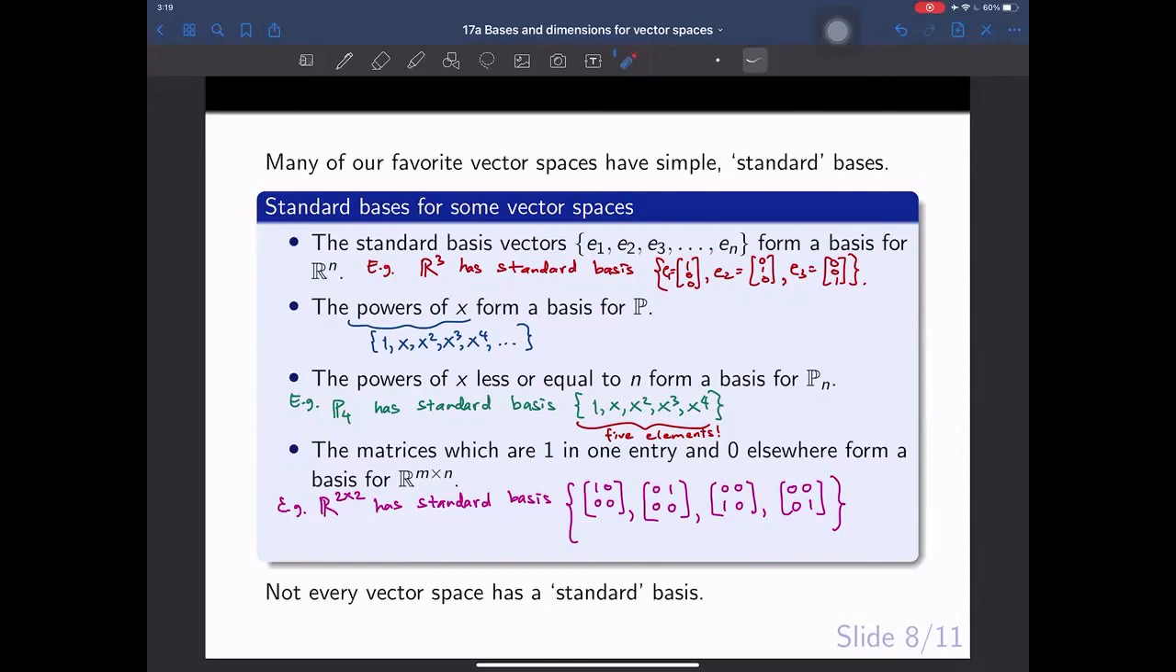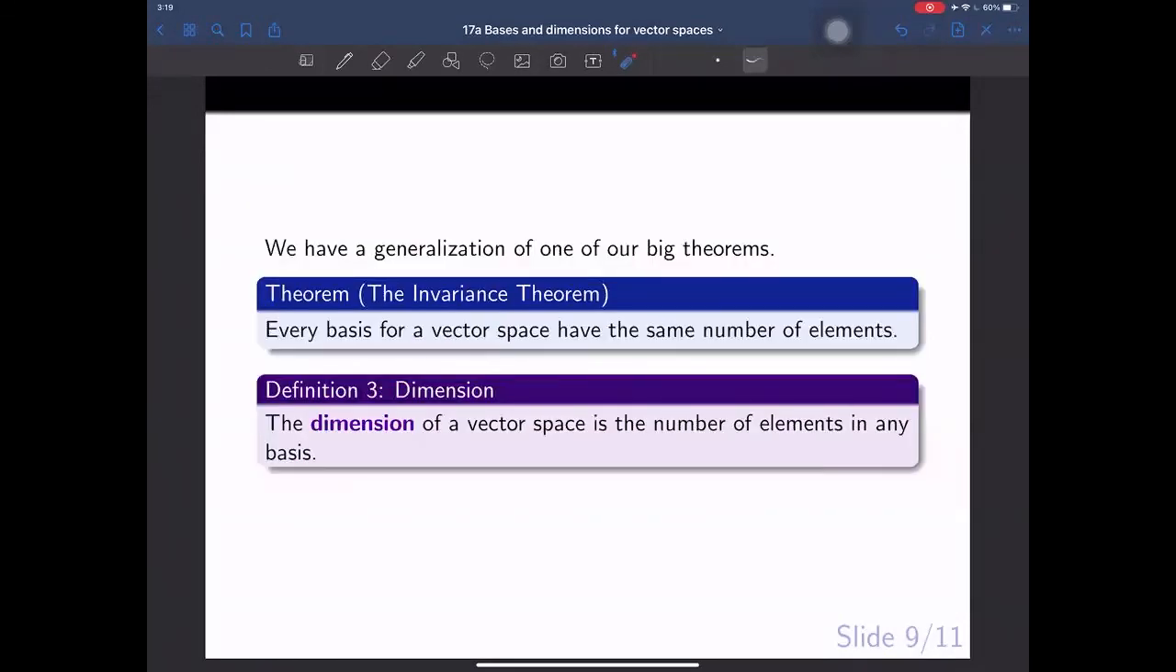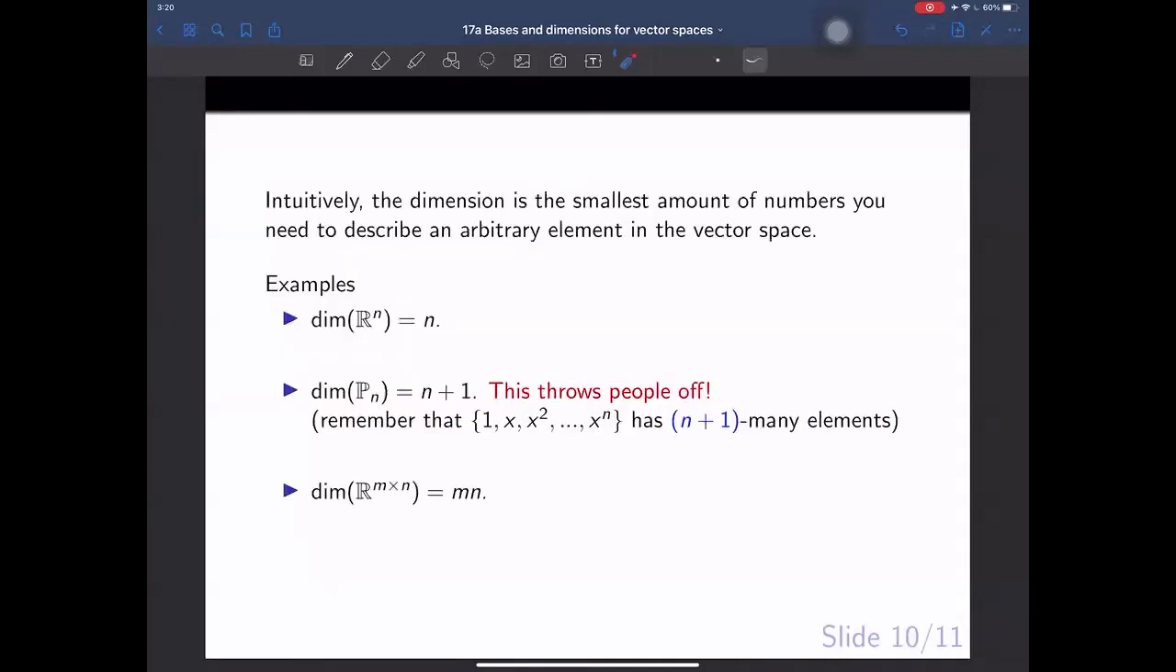For the vector space of vectors, we have seen that every basis has the same number of elements. Previously, this allowed us to define the dimension of a subspace. We can do the same for a vector space. Every basis for a vector space would have the same number of elements, and the dimension of a vector space is defined to be the number of elements in any basis. Intuitively, the dimension is the smallest amount of numbers that you need to describe any element in the vector space.